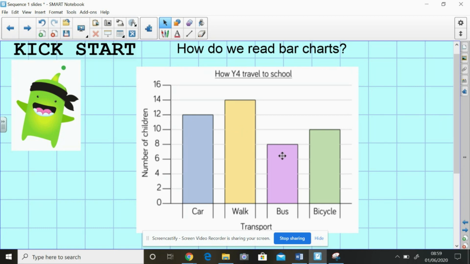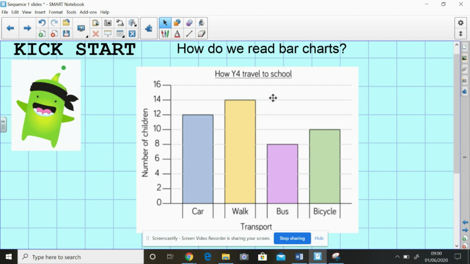How many people travel to school by bus? We read up to the top of the bar, read across the line, and we have 8. So 8 children travel to school by bus. Lastly, we have bicycle. How many children travel to school by bicycle? Read up to the top of the bar, read along the line, and it is 10. So from this bar chart, we have found out how Year 4 travel to school.